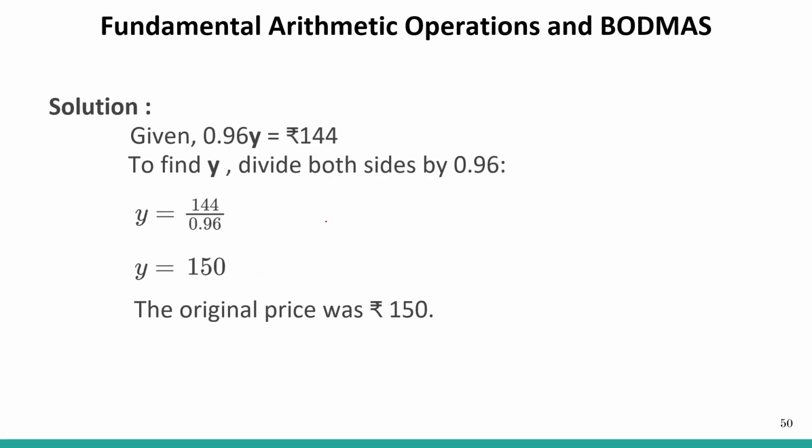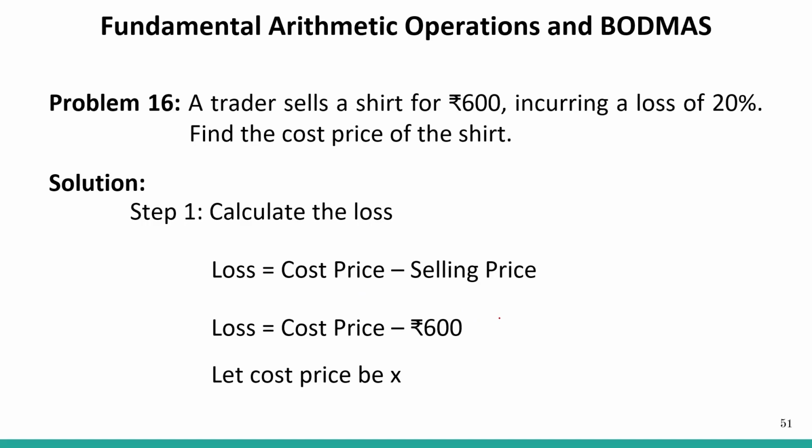So 0.96y is 144. Dividing by 0.96 on both sides, we get y is equal to 150. So the original price was 150. This is the final answer. Next: a trader sells his hut for 600 rupees, incurring a loss of 20%. Find the cost price of this hut. So basically 80% is equal to 600.